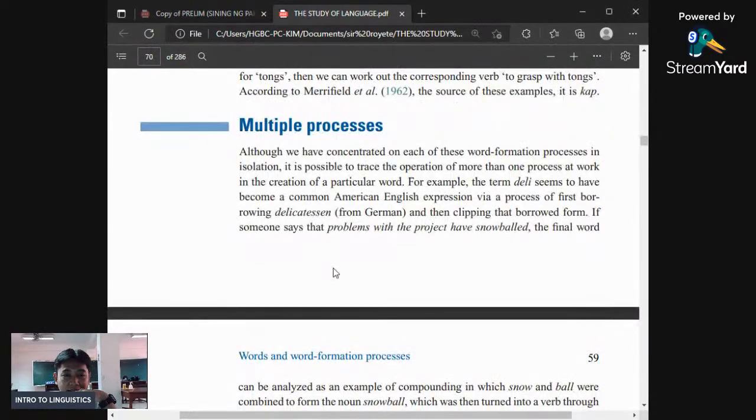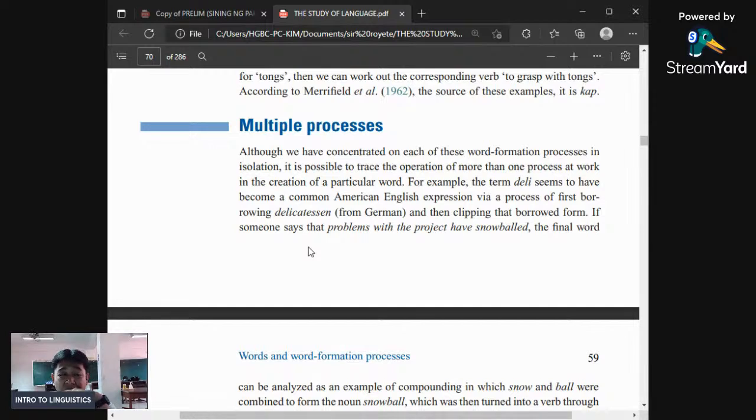And lastly, for the word formation processes, we have multiple processes. Sabihin yung word, nag-undergo siya ng other, hindi lang isang process, kundi dalawang process. For example, the term deli. So deli seems to have become a common American English expression via a process of first borrowing delicatessen from German, then clipping that borrowed form. So delicatessen, it's borrowed, and then nagiging deli. Clipping. So dalawang nangyari sa kanya, borrowing and clipping.